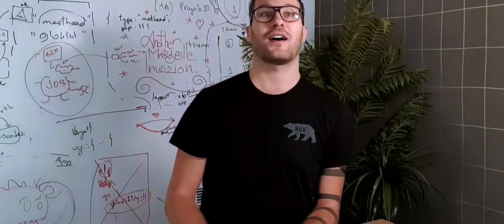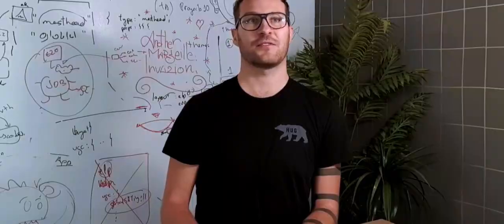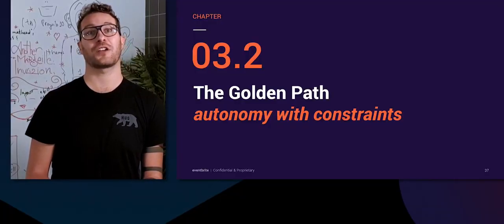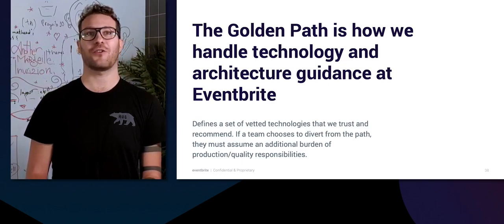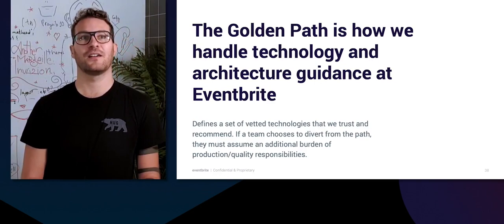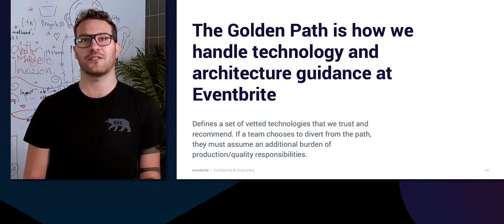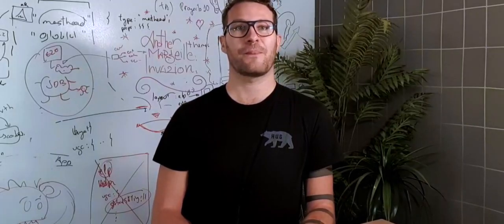Given what we've shown so far, we hope that you saw that we are seeking autonomy with constraints, which is a way to empower teams through the golden path approach. At Eventbrite, we define the golden path as the way we handle technology and architectural guidance. The overall goal is to provide teams with agency, while also ensuring we have a performant and relatively consistent architecture. The idea of the golden path is not to stifle innovation.